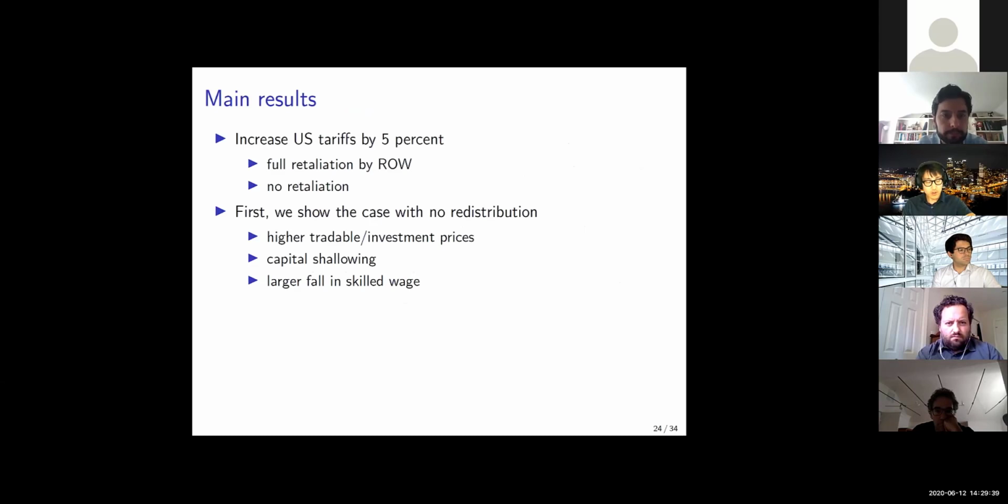Okay, so basically we're going to increase the U.S. tariffs by 5%, and first we'll show the case where there's no redistribution. So basically the government collects all this tax revenue and it just increases government expenditure. That's going to lead to higher tradable and investment prices. That'll lead to capital shallowing across time. Wages will fall, but because of capital skill complementarity, there's going to be a larger fall in the skilled wages. It's just in reverse the gains from trade that accrued more for skilled workers.